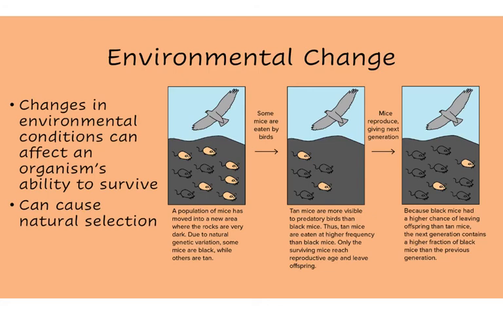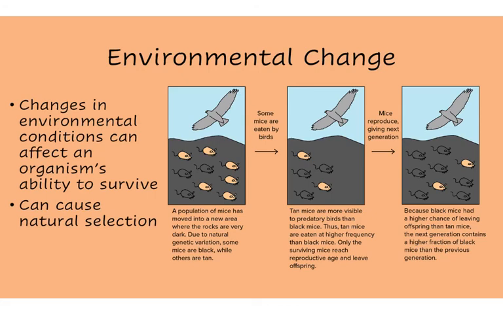And then we also have this factor of environmental change in terms of natural selection. So changes in environmental conditions can affect an organism's ability to survive. It can cause natural selection to take place. So when I was thinking about environmental change, we have this really great representation of mice here. There's a new population of mice that's moved into the area. Some of them are black and some of them are white, and the ground is dirt, so it's black. And so the mice that are black are going to survive, and the mice that are tan are going to get eaten by the hawks.